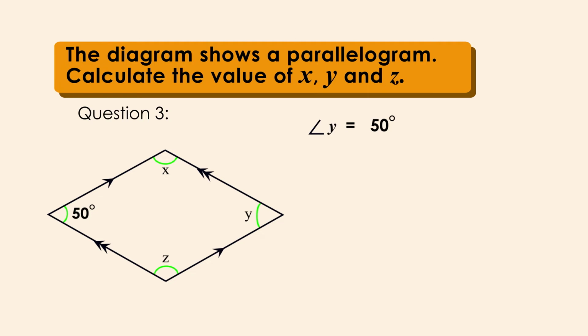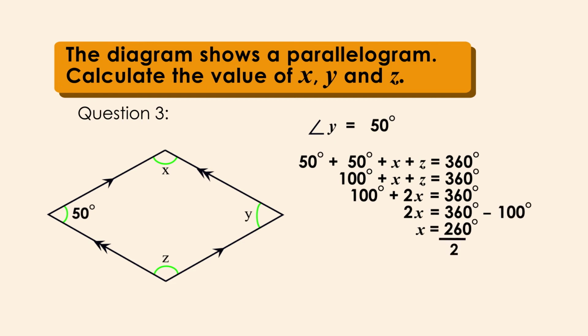Using our knowledge that the sum of interior angles of a quadrilateral is 360 degrees, we can find the value of X, which is equivalent to Z. From this solution, we can see that X is 130 degrees. Therefore, angle Z is also 130 degrees.